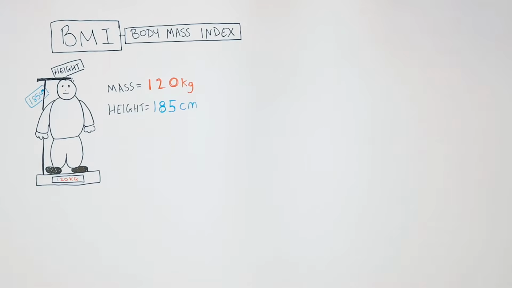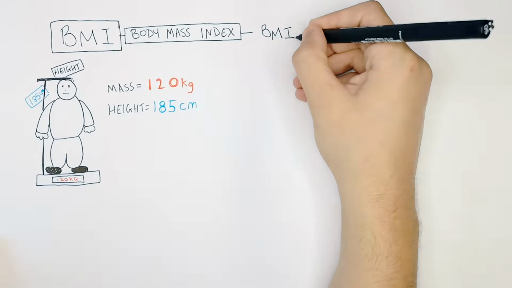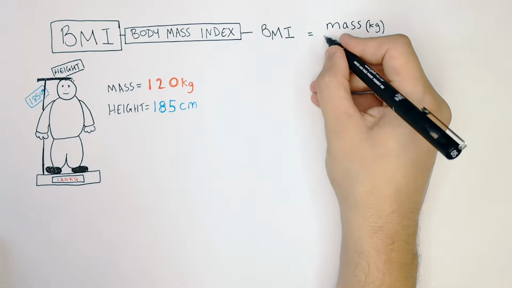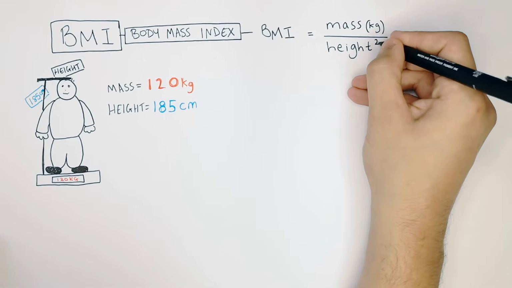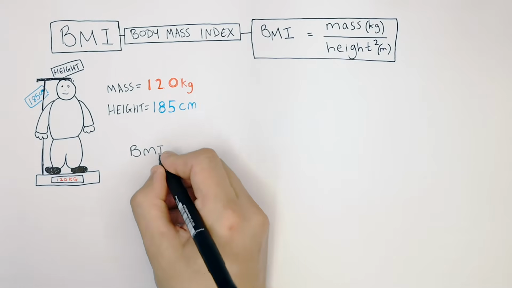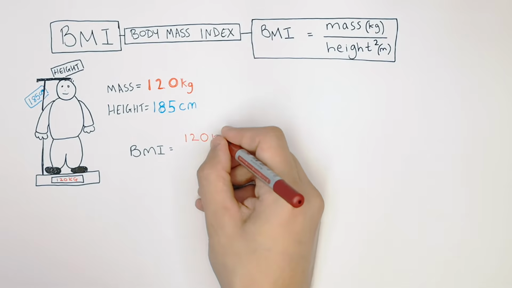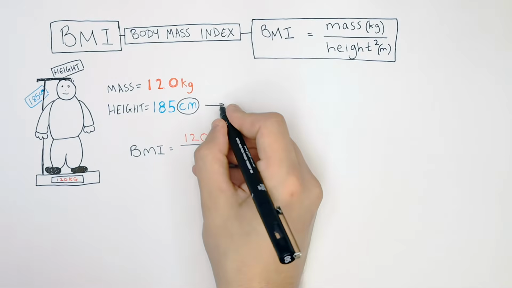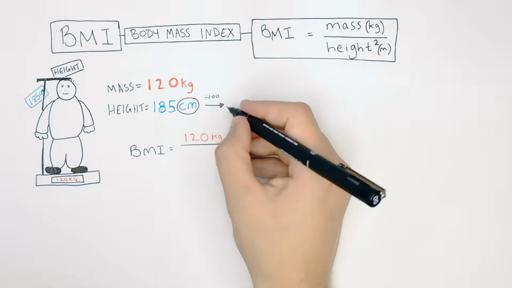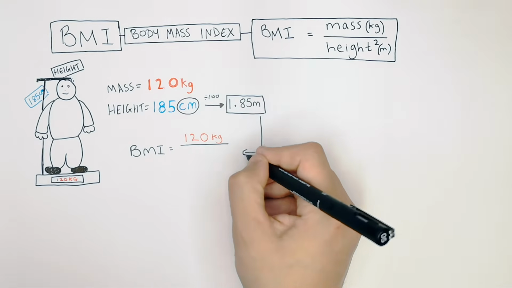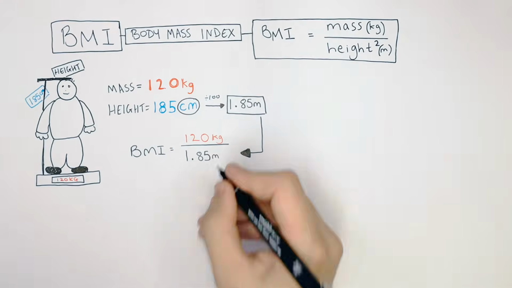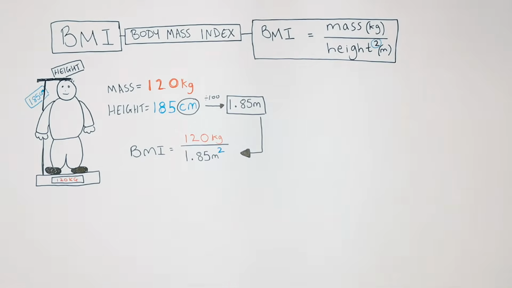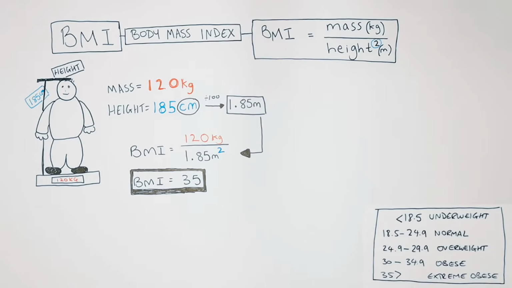So now you use the equation for BMI. Someone's BMI is equal to their mass in kilograms divided by their height in meters squared. The units are vital. So the person's BMI here is 120 kilograms divided by their height, but I've got their height in centimeters. So you must convert this centimeters into meters. So that's 1.85 meters. So you divide 120 kilograms by 1.85 meters squared. You must square the height. And that will give you an answer of 35, which makes this person borderline between being obese and extremely obese.